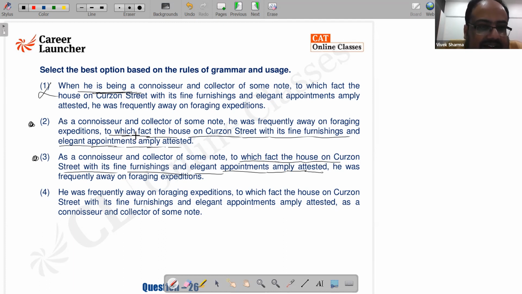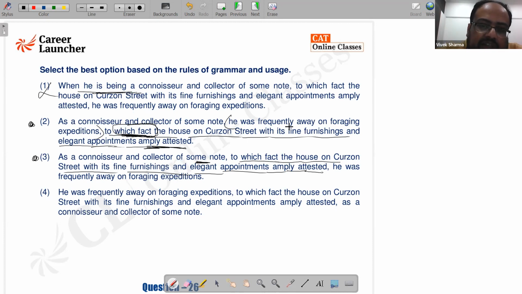But have a look at the language of this underlined portion. It says, to which fact the house amply attested. It means that the house, the way it was decorated, supported a particular fact. So now I have to ask myself, what was the fact that the decoration of the house supported? The decoration of the house could have supported the fact that he was a connoisseur and collector of some note. The problem with the second option is that when I say to which fact, in the second option, it refers to he was frequently away.